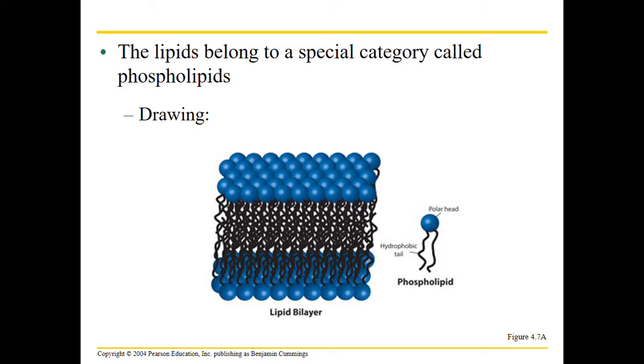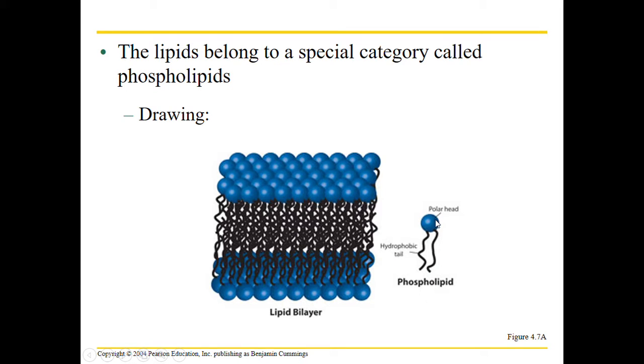Here we have an example of a phospholipid bilayer. So lipids belong to a special category called phospholipids. The main lipid in our membrane is a phospholipid. And our membrane has what's called a phospholipid bilayer. That means 2 layers of phospholipids. So here's one layer, here's another layer, phospholipid bilayer.